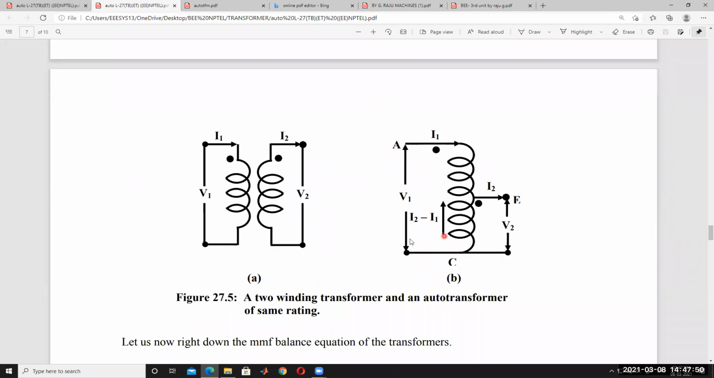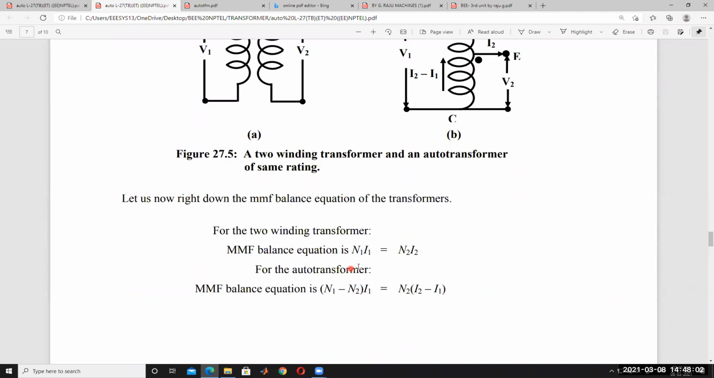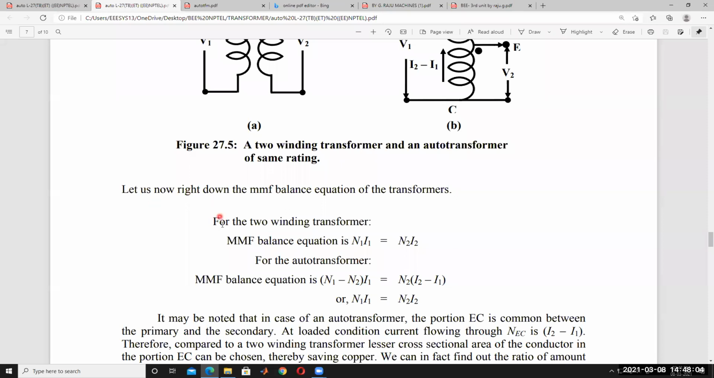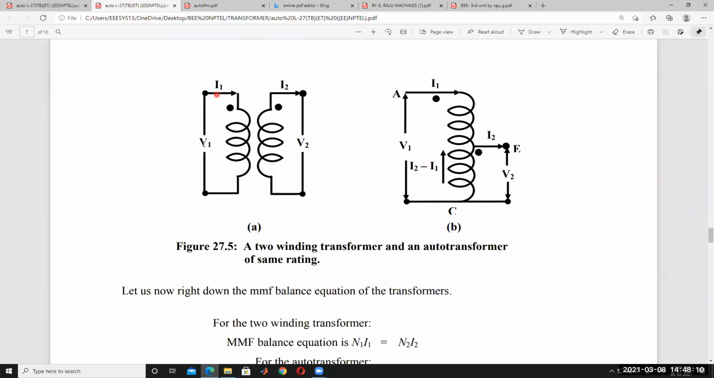When a two winding transformer is converted into an auto transformer of the same rating, we get this type of result. For the two winding transformer, the MMF balance equation is N1 I1 is equal to N2 I2. MMF is nothing but N1 I1.